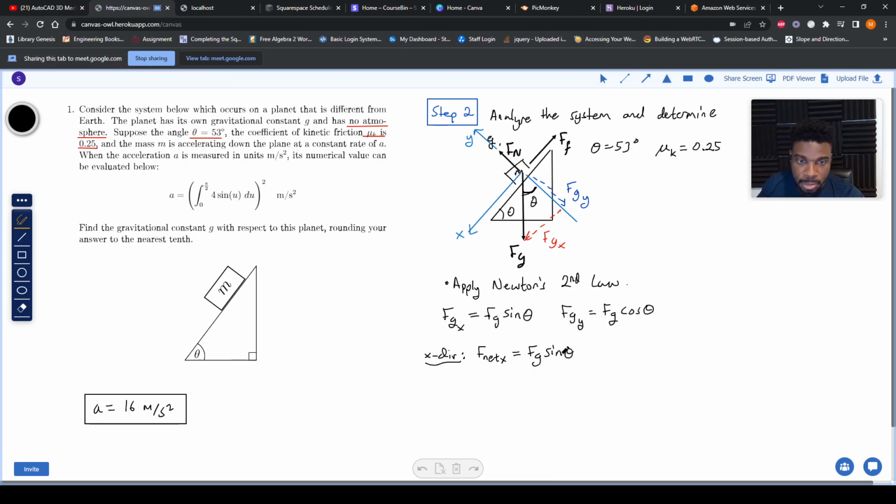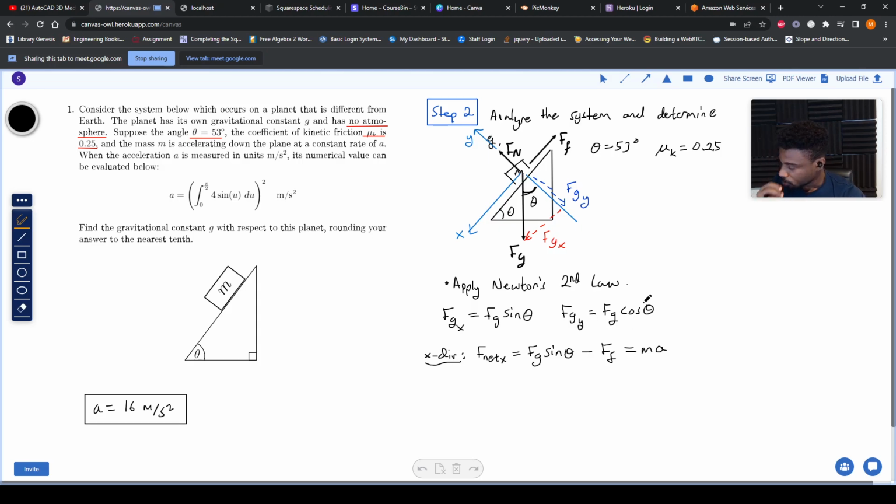And what's our next x direction force? Friction force in the opposite direction. Right, so friction force is going in the opposite direction, which means that it's negative. So this is going to be negative F sub F. And Newton's second law says that this must be equal to the mass of the object, m, multiplied by its acceleration. So this is m times a. This a is the acceleration along that incline, right?